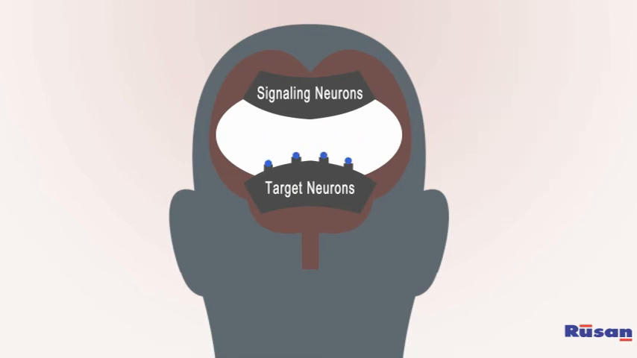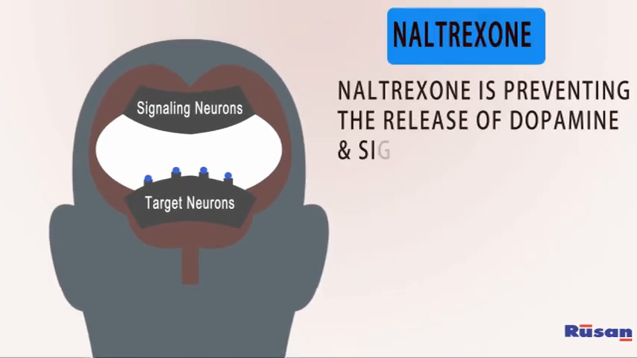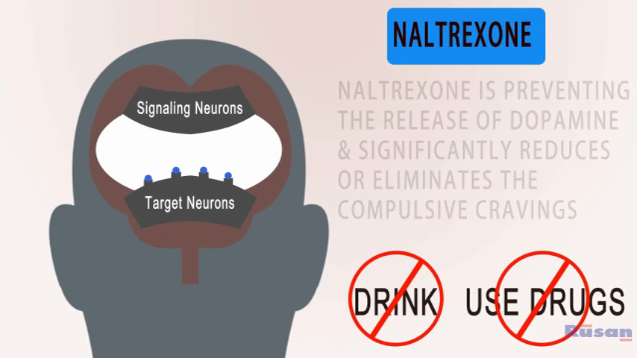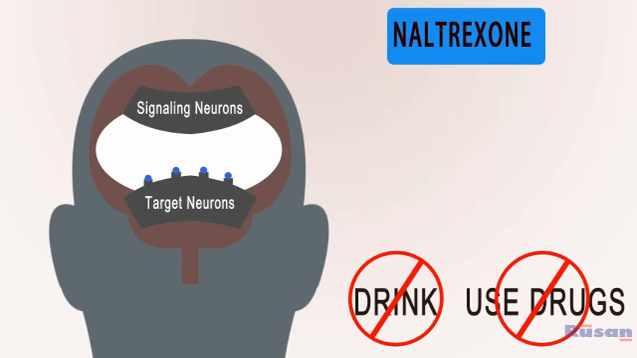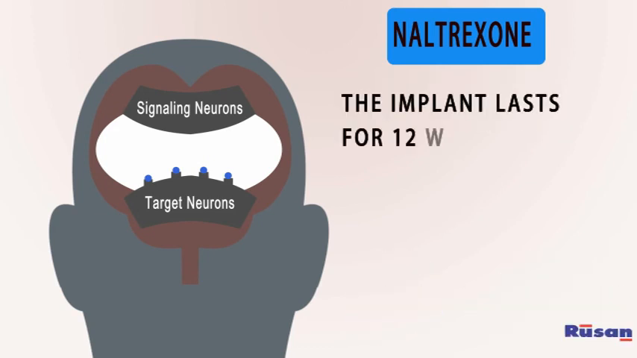These serve to diminish the stimulatory and reinforcing effects of alcohol or opiate drugs and decrease the compulsive urge to use or drink. The naltrexone is preventing the release of dopamine and significantly reduces or eliminates the compulsive cravings to 1. Drink, 2. Use drugs, 3. Or whatever other obsessive addiction has hijacked the control center of the brain.